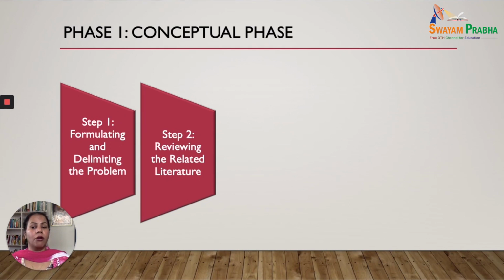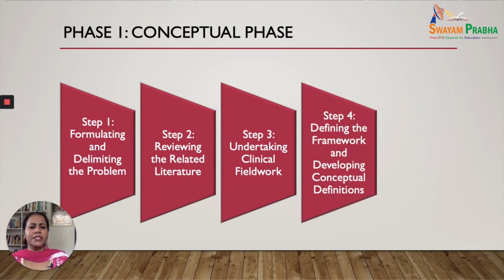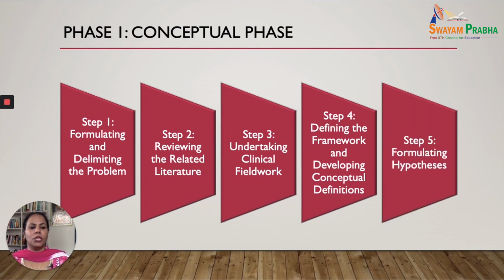So you may get to know what is already known about this, and what the research gaps are. Step 3 is undertaking the clinical fieldwork. Sometimes clinical fieldwork gives you a really good idea of how you can go about your study, and the important practical points you have to take care of while doing your study. Step 4 is defining the framework and developing conceptual definitions. Particularly, step 4 is used if your quantitative research study is based upon some theory, then we use some frameworks, or if you have some concepts, then we define those concepts. Step 5 is formulation of hypothesis. Hypothesis means we try to predict the outcomes of our research study. So let us discuss all the steps of this phase one by one.